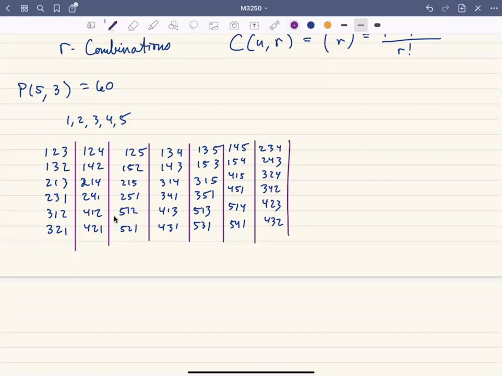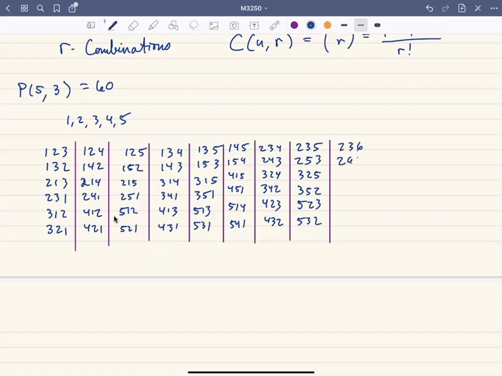After that, we'll have, let's see, 2, 3, 5. So we'll have 2, 3, 5, 2, 5, 3, 3, 2, 5, 3, 5, 2, 5, 2, 3, 5, 3, 2. Okay, and then a few more. Let's see, we'll have 2, 3, 6, 2, 6, 3, 3, 2, 6.